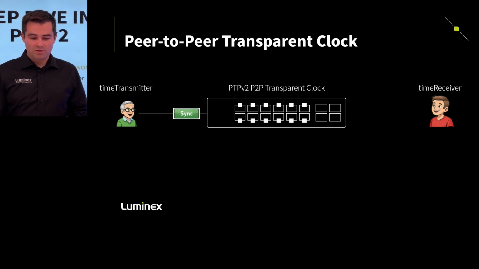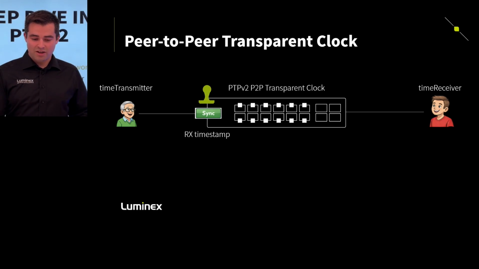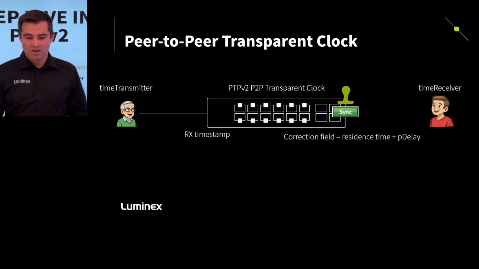In peer-to-peer mode, again, a sync message comes in from the time transmitter. It will get timestamped, like we have seen before, on the ingress and the egress side. But now the correction will not only contain the residence time, but also the P delay of the previous link, the previous connection. So how much time did the packet spend to get from the time transmitter to the switch?